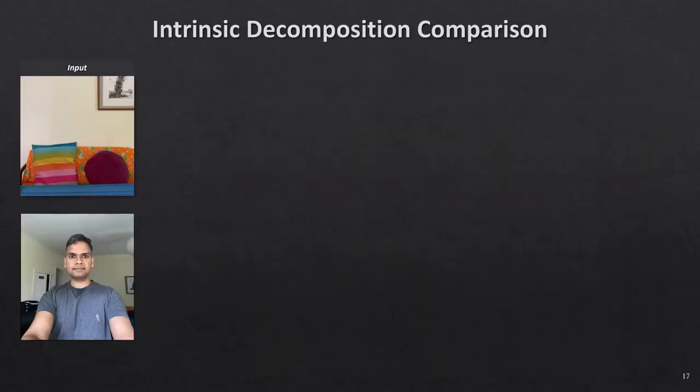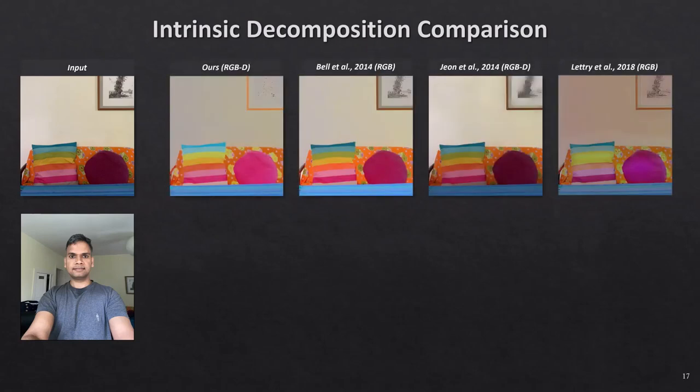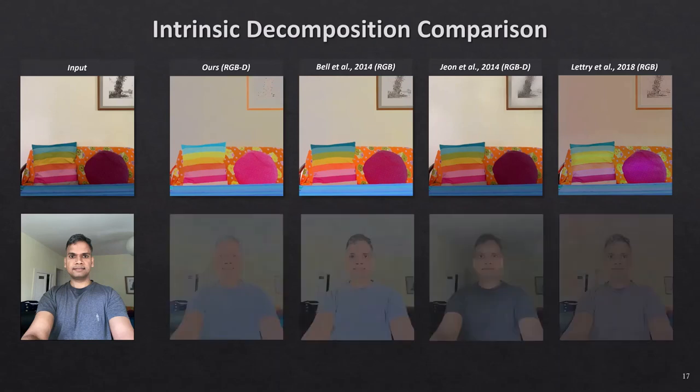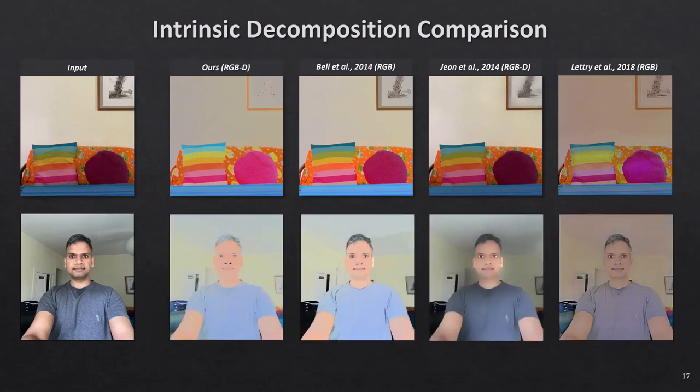For intrinsic decomposition, we compare our method with three existing techniques: two optimization-based approaches, which take RGB and RGB-D data as input, namely the methods of Bell and colleagues and Gehler and colleagues. And the third is a learning-based approach with RGB input, namely the method of Bi and colleagues. As you can see, our method achieves comparable results while performing at interactive rates on smartphones.